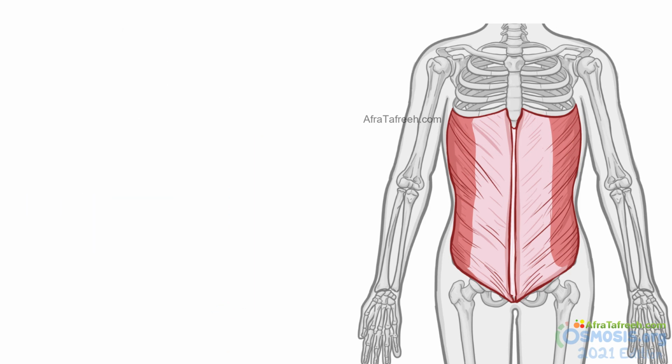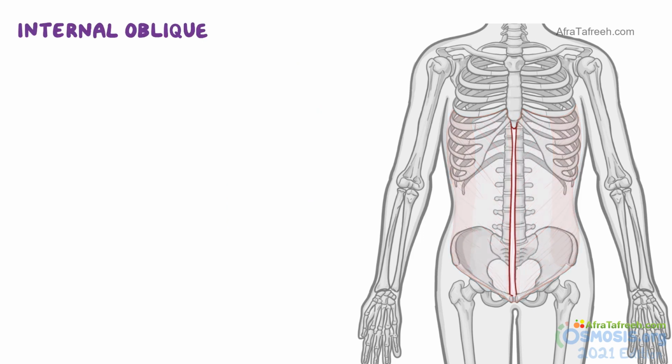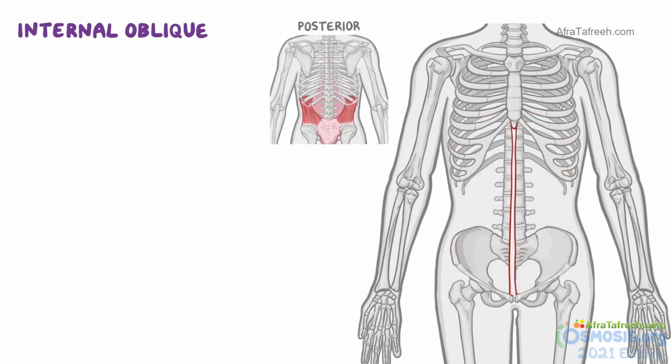Deep to the external oblique muscles are the internal oblique muscles. Most of their fibers run perpendicularly to the external oblique muscle fibers, so they head inferolaterally. Try giving yourself a hug and placing your hands on your hips. The internal oblique fibers would run in the same direction as your fingers.